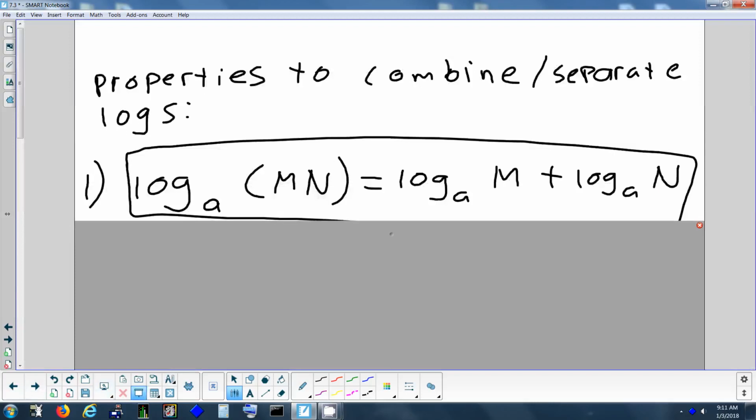Okay, so here's our first property. You can start with what's on the left and turn it into the right, or start with what's on the right and turn it into what's on the left. It works either way. What this says is that the log of a product is equal to the sum of the individual logs.